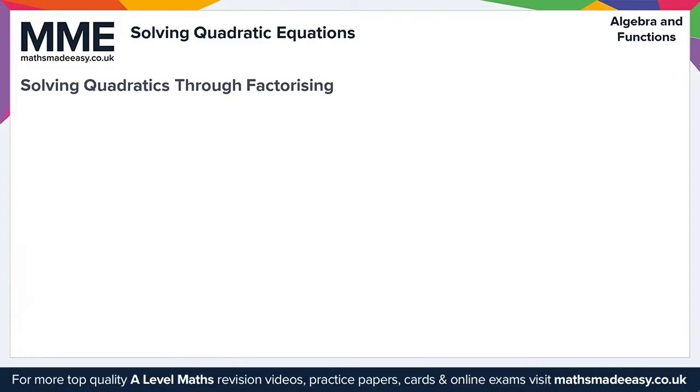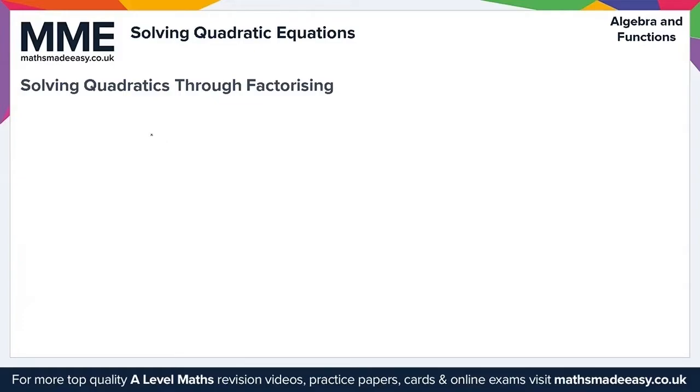To start with, let's take a look at solving quadratics through factorising. Now, the quickest and easiest way to solve quadratic equations is by factorising. And you need to be able to spot what we call disguised quadratics. These involve a function of x, f of x, instead of x itself. And you need to use the substitution y equals f of x and solve for y, and then use these to find the values of x.